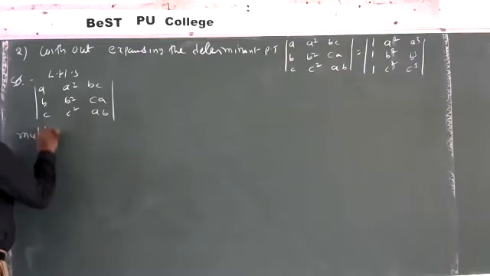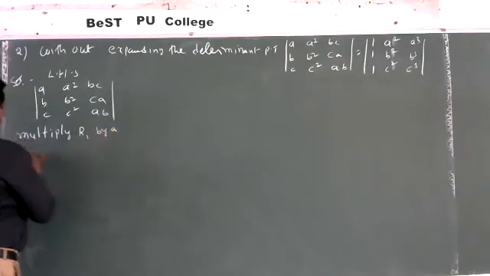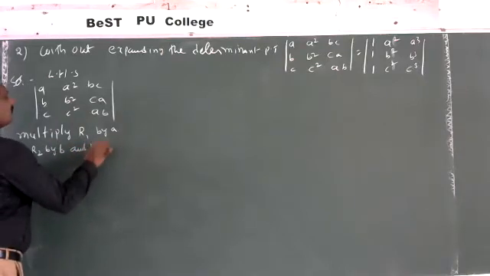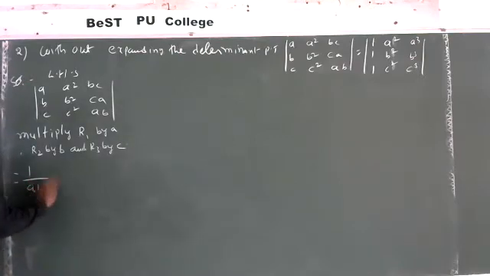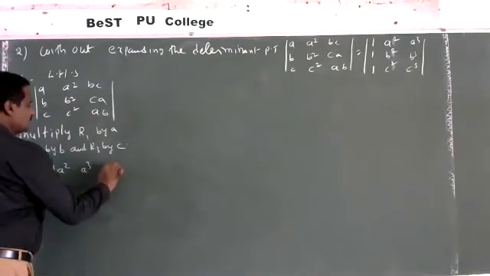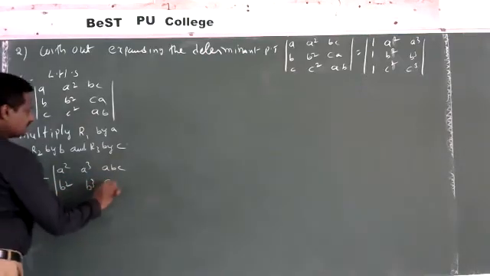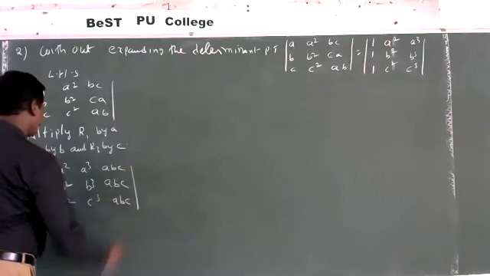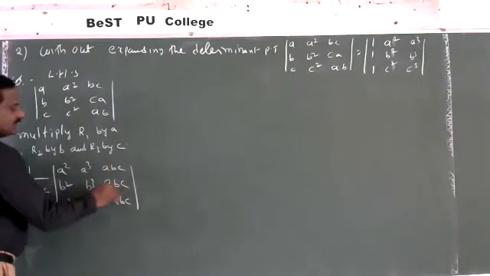Multiply r1 by a, r2 by b and r3 by c. If you multiply, compulsorily you have to divide with abc. If you multiply by a, then it is a square, a cube, abc; b square, b cube, abc; c square, c cube, abc, and the other row a square, b square, c square, a cube, b cube, c cube, abc, abc, abc.